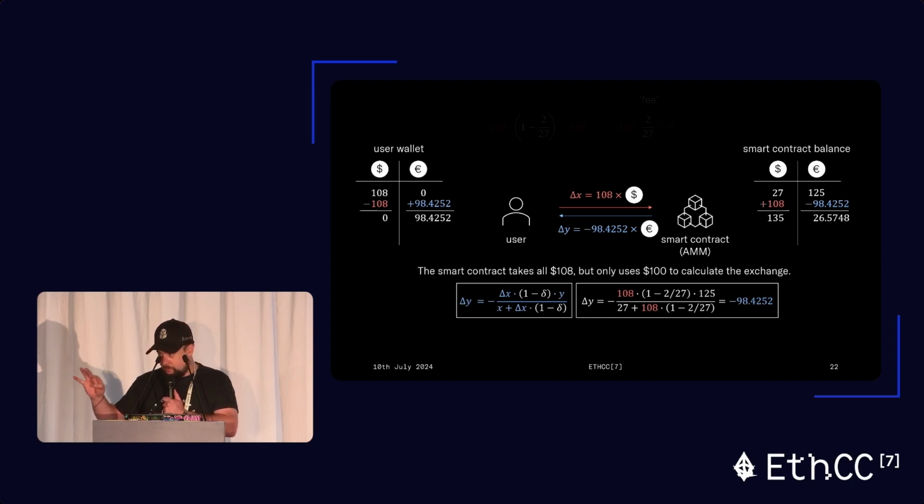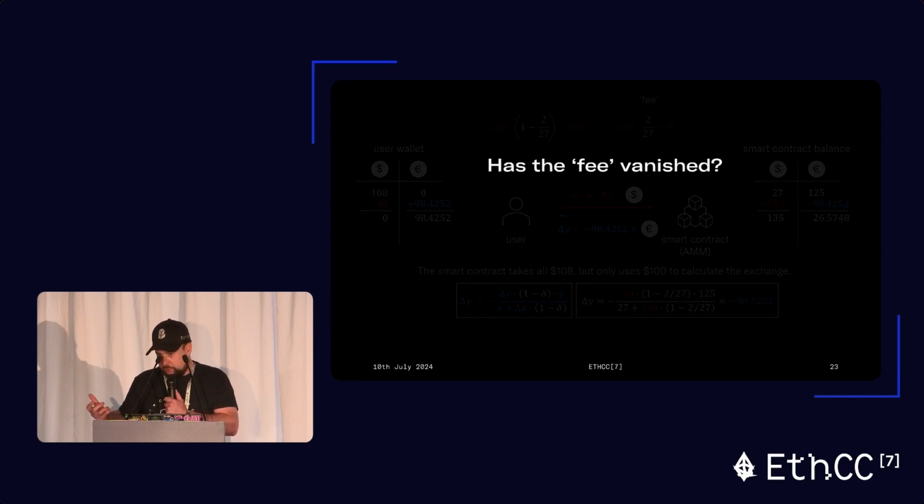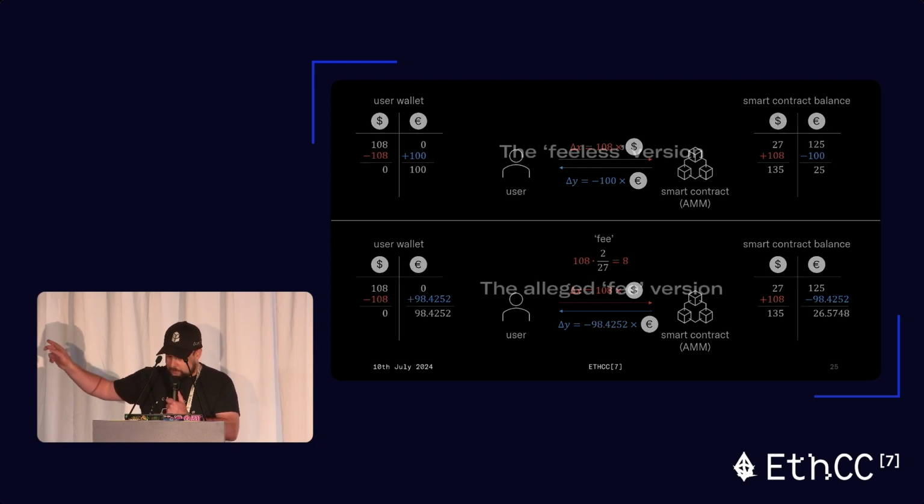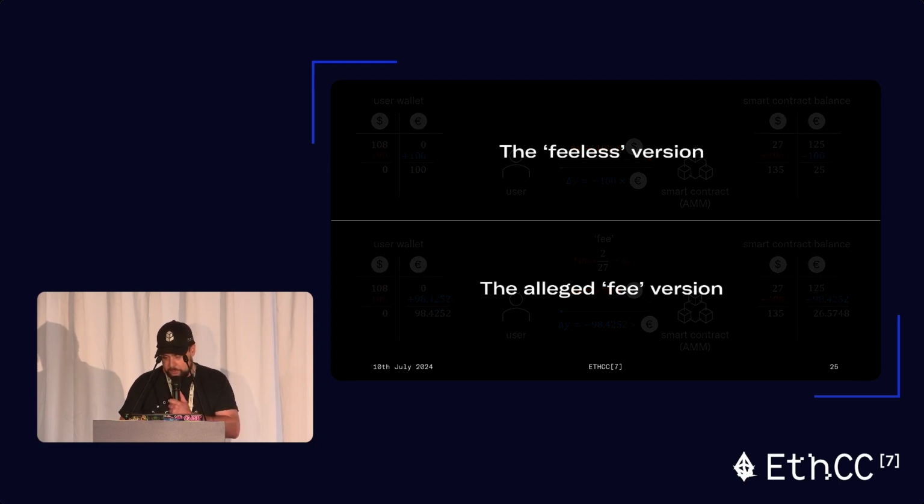Now that fee was $8, right? And we just demonstrated that. But at the end of this transaction, can you even find it now? Like, where is that $8? Let's consider the feeless versus the fee version. Because the only difference between these, and remember, the feeless version is the one on the top and the alleged fee version is on the bottom.